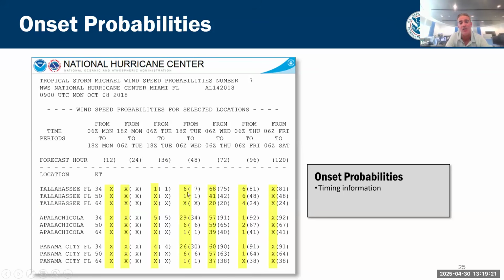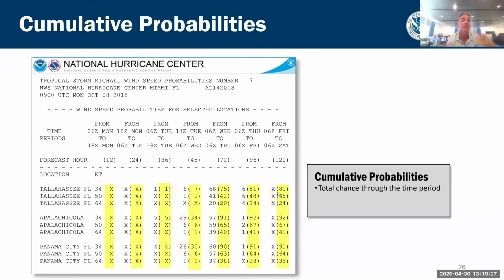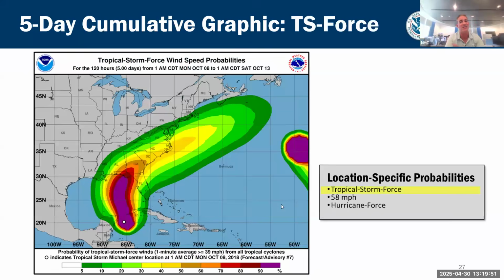And then after that, you can see the probabilities really ramp up. Now, the number inside the parentheses represents the cumulative probabilities. And you can see they just add up. So the 1% here is then in parentheses, and then 6 goes to 7, and so on and so forth. And the way you can interpret this is Tallahassee has a cumulative 81% chance of seeing tropical storm force winds and 24% chance of seeing hurricane force winds sometime within the next 5 days. So hopefully that makes some sense.